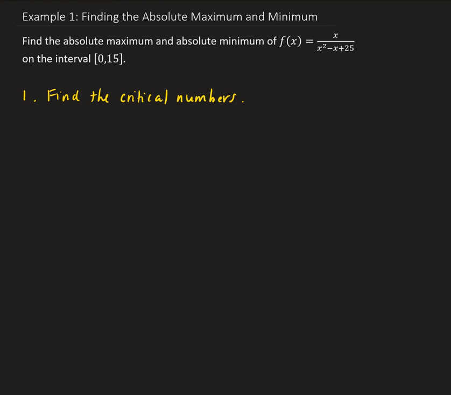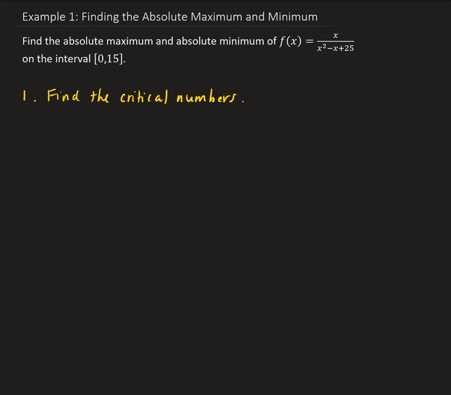Okay, so the first step that we want to do is find our critical numbers. We have a function, in this case a continuous function, on a closed interval from 0 to 15. So that means the max and minimum values will either occur at the boundary points or at the critical numbers. To find the critical numbers, remember that we need to set the derivative of the function equal to 0. Okay, so let's go ahead and do that.